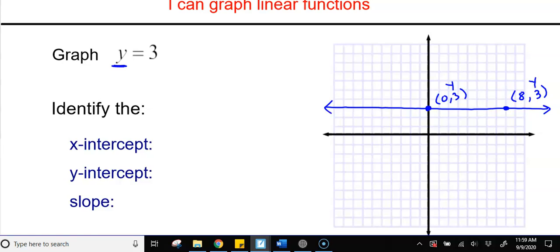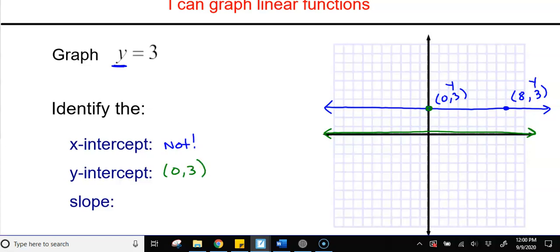Okay? So if we are identifying some things here, x-intercept, there is not one. That horizontal line is never, ever, ever going to cross the x-axis. So there is no x-intercept. Y-intercept, definitely. There definitely is one. It's right here at 0, 3.